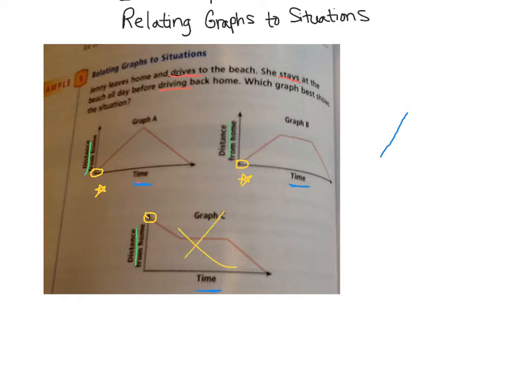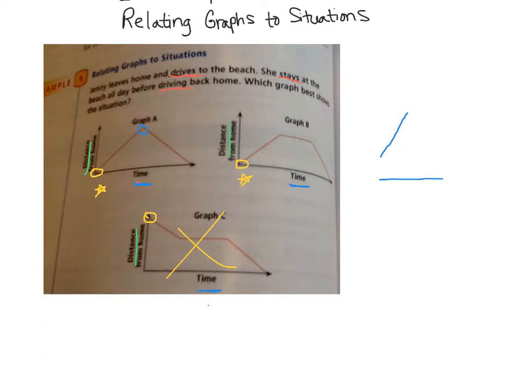She stays at the beach. She's going to be there for a certain length of time, but her distance from home is not going to change. So that is here with this line. Now, graph A shows an upward and then a downward, but it doesn't actually show that she stayed at the beach at all. That's like you drove to the beach, you turned around and you came home.